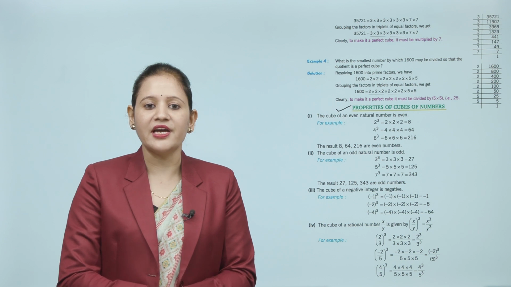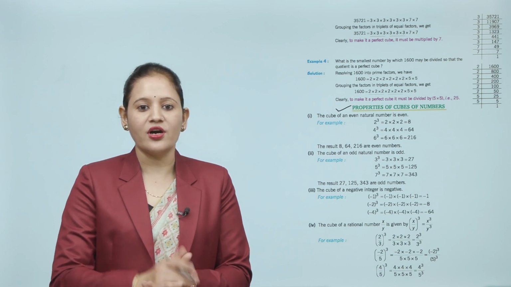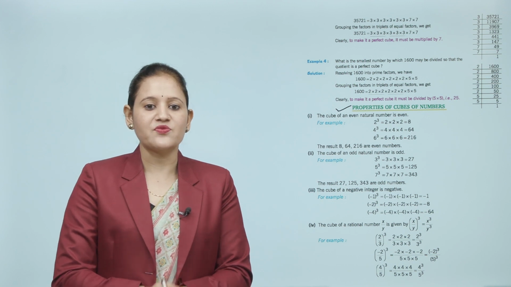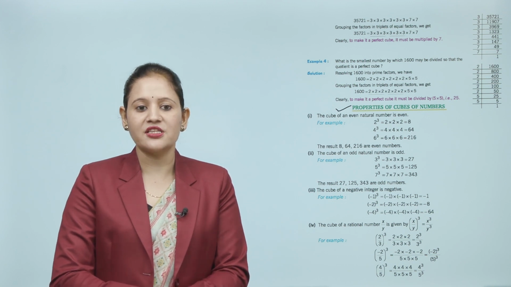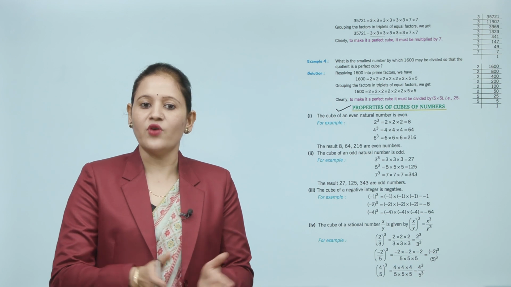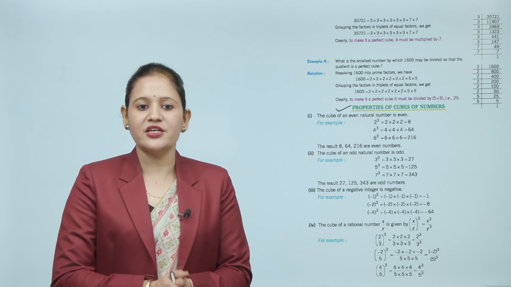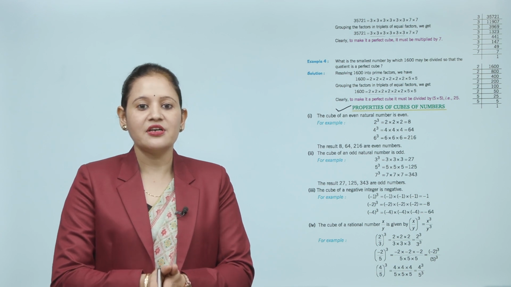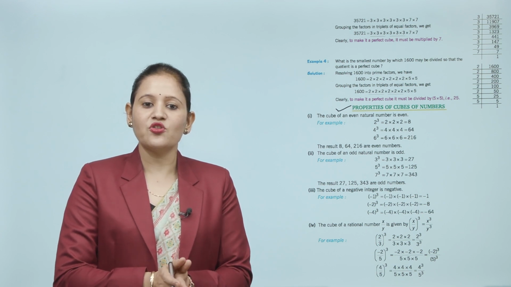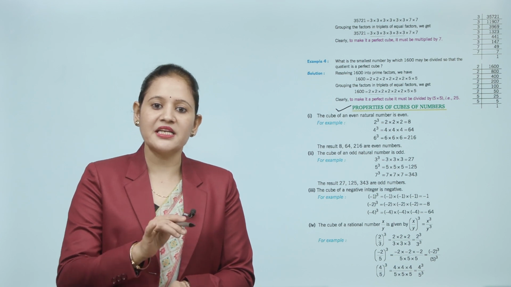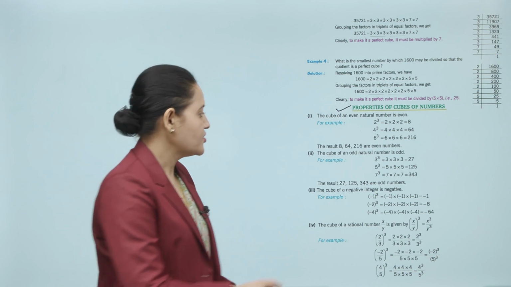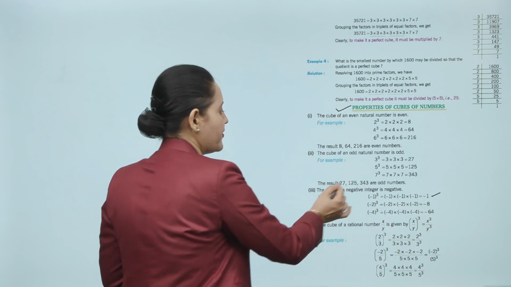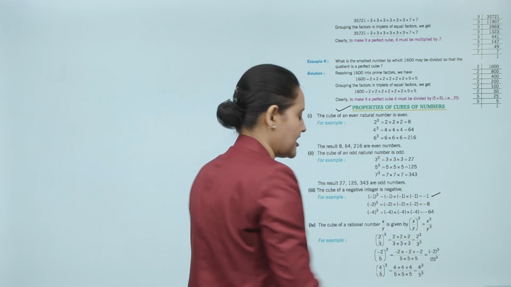The cube of an odd natural number is odd. 3 का cube हो जाएगा 27, that is odd. 5 cube, that is 125. 7 cube, 343. The results 27, 125, 343 are odd numbers. The cube of a negative integer is negative. For example, minus 1 का cube है, that means minus 1 multiplied by minus 1 multiplied by minus 1. So, answer is minus 1. So, cube of a negative integer is negative.